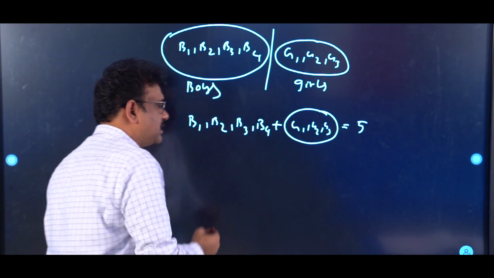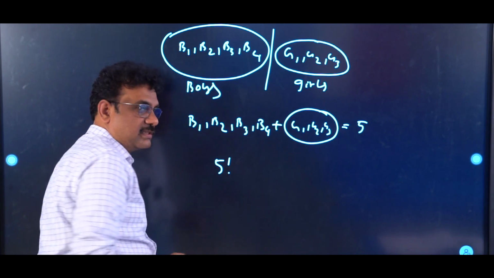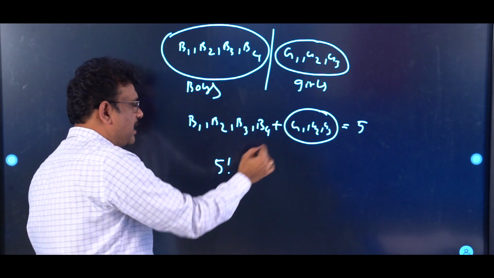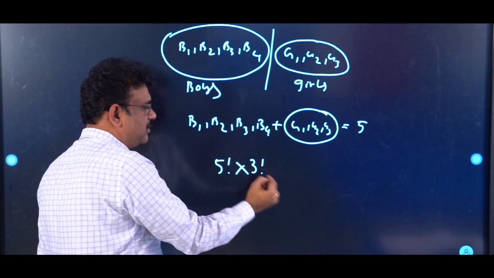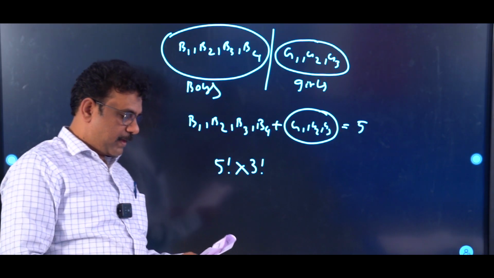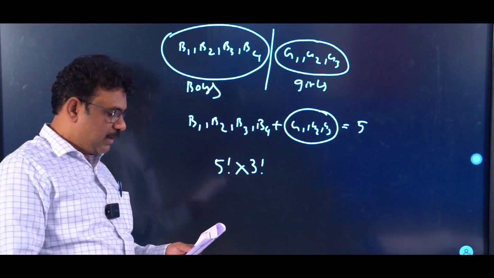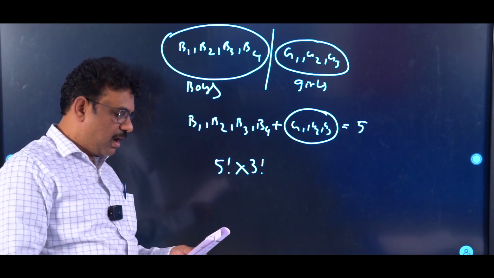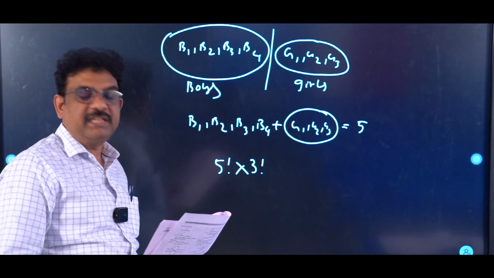So they can be arranged in a row in 5 factorial ways. These 3 girls can be arranged among themselves in 3 factorial. Next, in this, 2 particular boys B1 and B2 are not adjacent to each other.